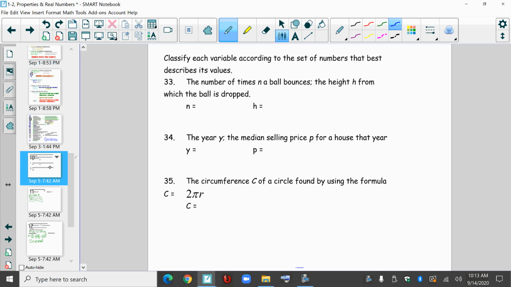Okay, next. On the back side of the worksheet it says the number of times a ball bounces. Whenever a ball bounces, you drop it, and then it bounces up, and that's 1 time. The second time it bounces, it's going to be 2 times. So if you can count them, this will be the natural numbers. The height from which the ball is dropped, well, I can drop it at many different measurable heights. And a height doesn't say it has to be a foot, so that means it can be a decimal, and decimals are going to be rational numbers.